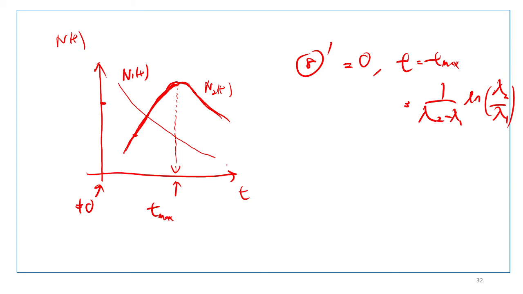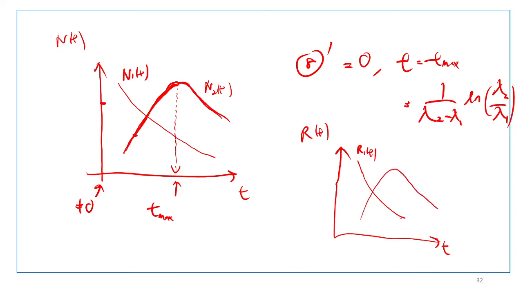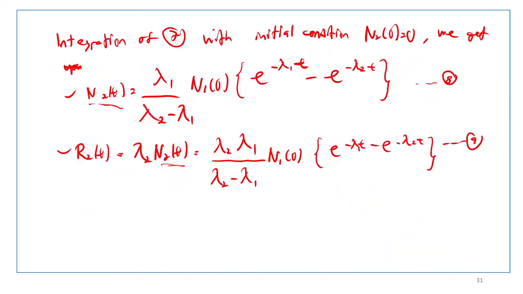So the same pattern you can get for the activity. That is the R1(t), and this one is R2(t), and this is the t max. So that's the story.